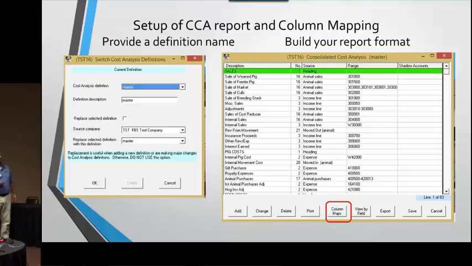When you do that, like I said, I picked build from ledger accounts. It's going to give you this screen here. It's going to have all your ledger accounts and the account ranges that you're going to set up for each of these different lines in your cost analysis. In the center of the screen, there's a button called Column Maps. Go ahead and click that.